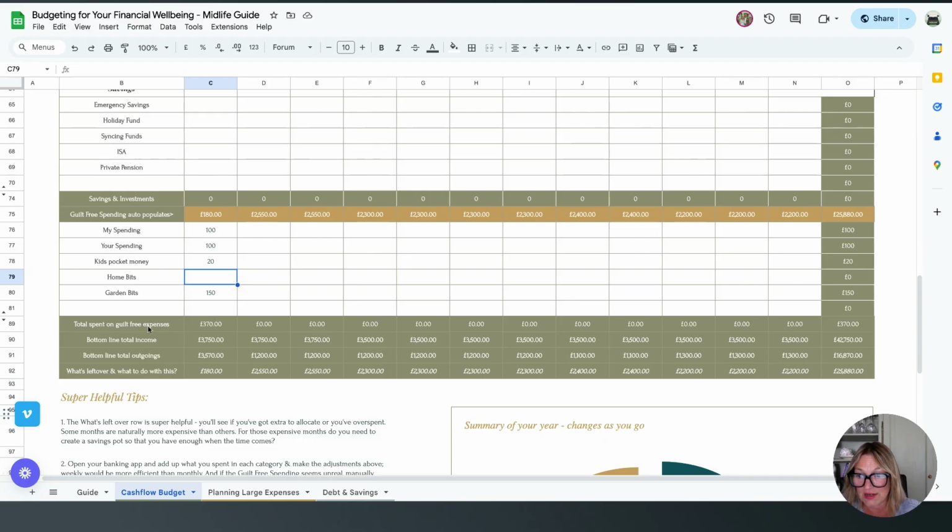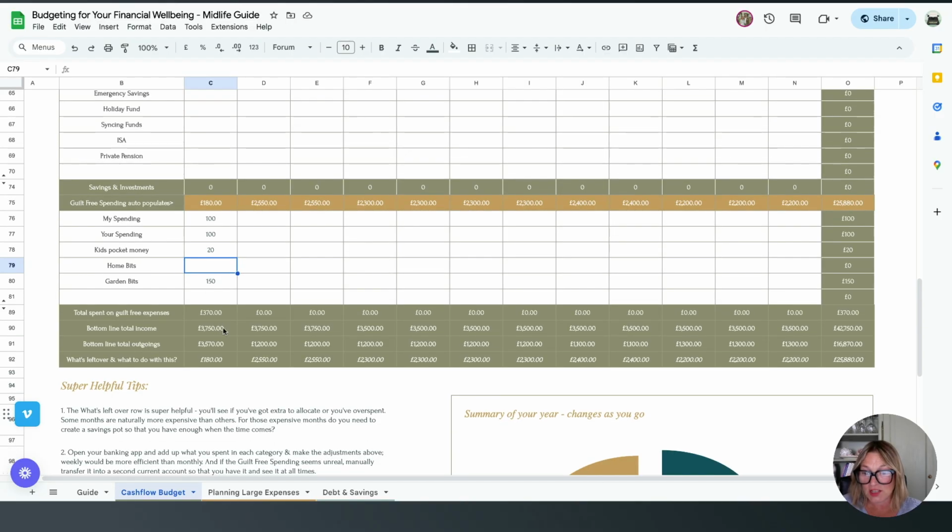And then when you look down here, I can see my total spent on my guilt-free expenses was 370 this month. My bottom line total income for the month was 3,750. Total outgoings, we know we've put that in place, and therefore what's left over. So we can see that we've got left over £180. So it's just a prompt about what to do with it. And then you can portion it out with however you see fit.